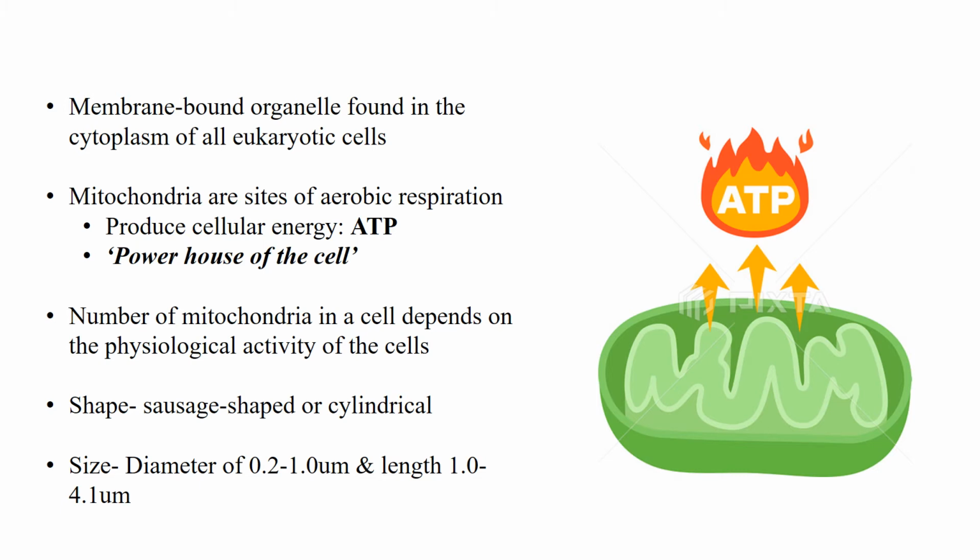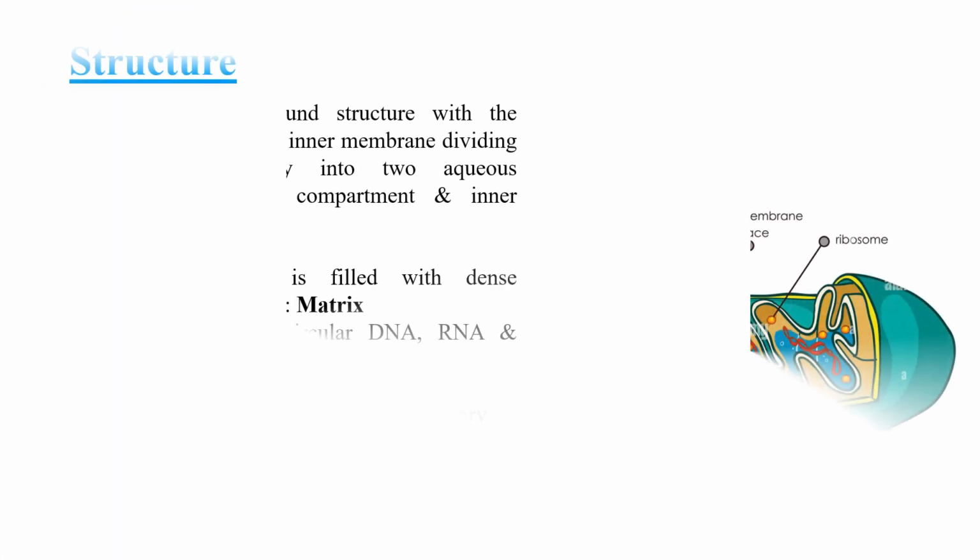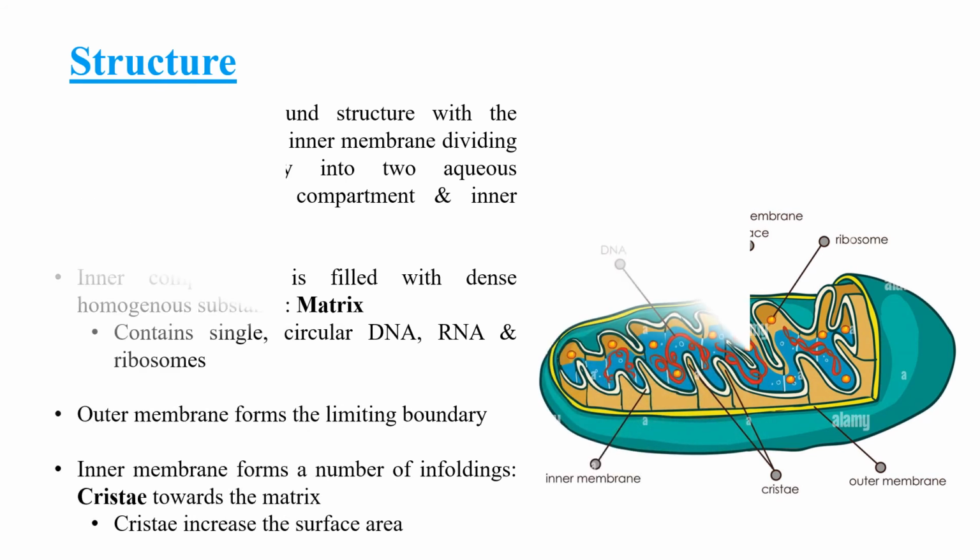The number of mitochondria in a cell depends upon the physiological activity of the cell. Typically, the shape of a mitochondria is either sausage-shaped or cylindrical. It has a diameter of around 0.2 to 1 micrometer and a length of around 1.0 to 4.1 micrometer. Now let's learn about the structure of the mitochondria in detail.